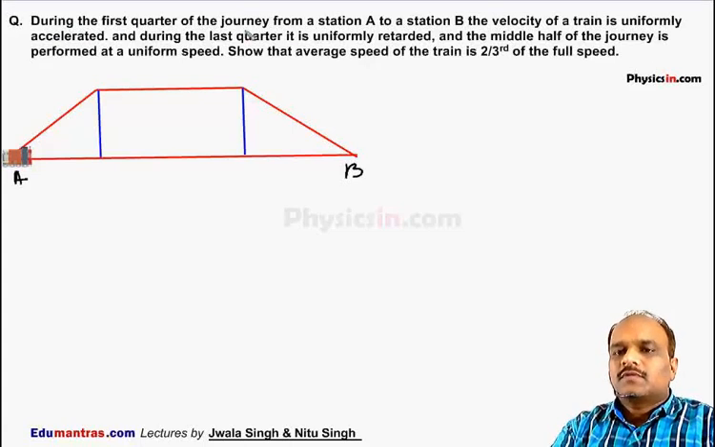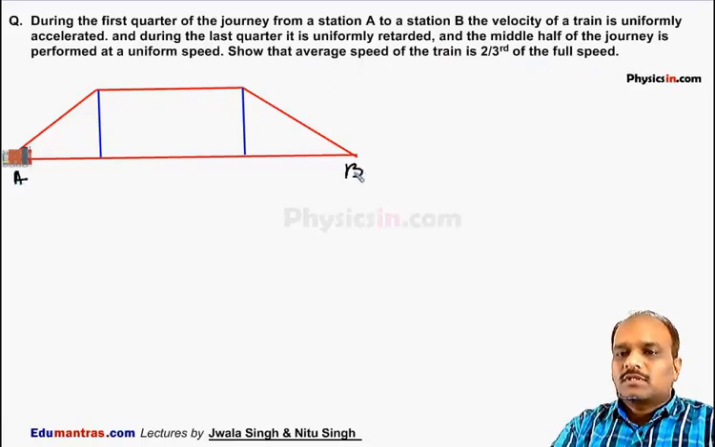During the first quarter of the journey from station A to station B, the velocity of the train is uniformly accelerated. During the last quarter, it is uniformly retarded, and the middle half of the journey is performed at uniform speed. Then show that the average speed of the train is two-thirds of its full speed. Let the train start from A, it comes to rest at B.